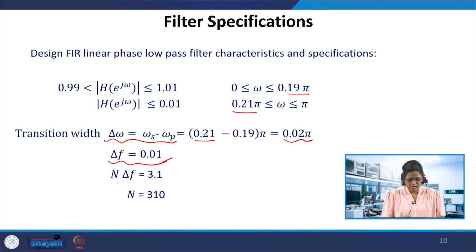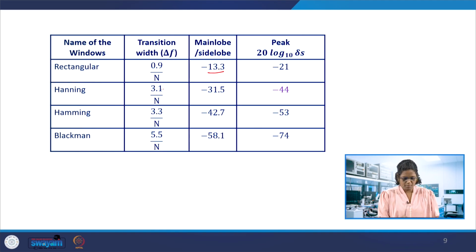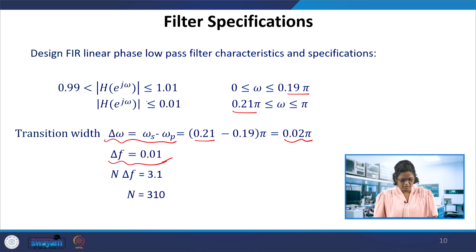So for the Hann window, we have n into delta f equal to 3.1, so n is 3.1 by delta f. You can find the order easily. That order is 310. The order of the filter is 310, so it would be cumbersome to find all the coefficients, right? So in these cases, you can use tools to give the coefficients and the response. So this is finding the order, n is 310.